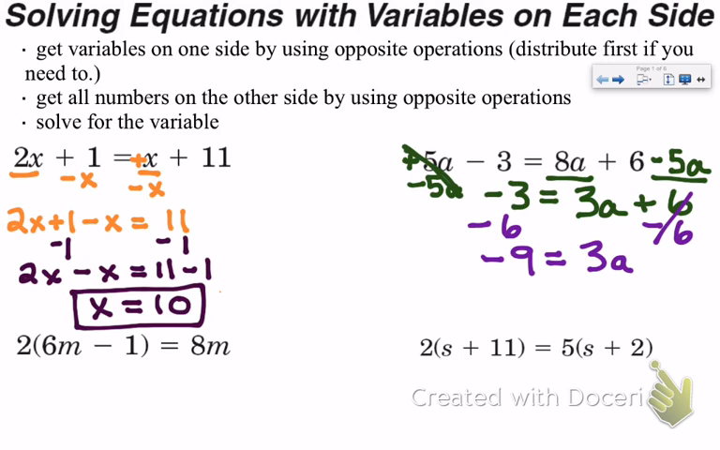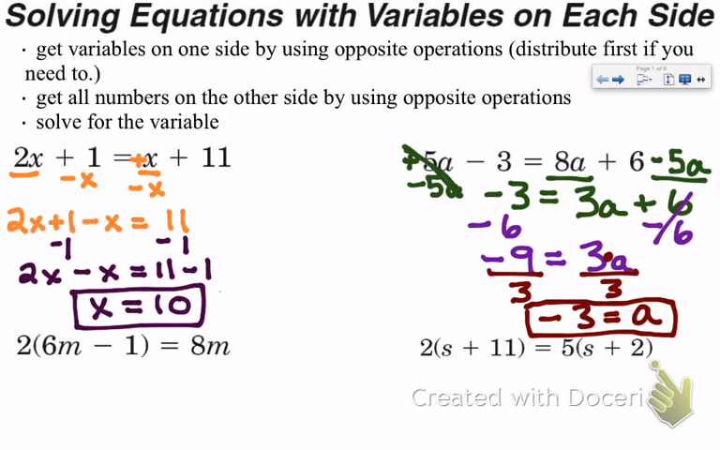In order to get a by itself, I must do the opposite operation. 3 is being multiplied by a, so the opposite is division. So I'm going to divide both sides by 3. Negative 9 divided by 3 is negative 3, and 3a divided by 3, those 3's cancel, and we get a by itself. It doesn't matter what side of the equation it's on as long as the variable is alone. So a's by itself, doesn't matter if it's on the left or the right.